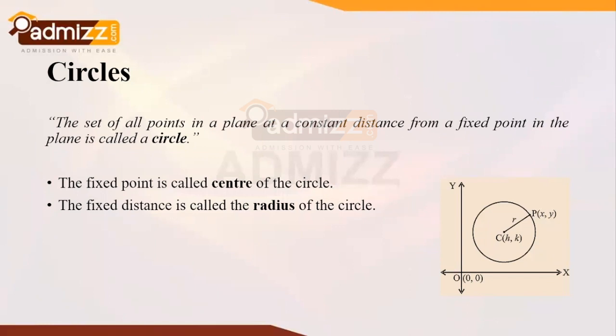So what is a circle? A circle is a set of all points in a plane at a constant distance from a fixed point in the plane.